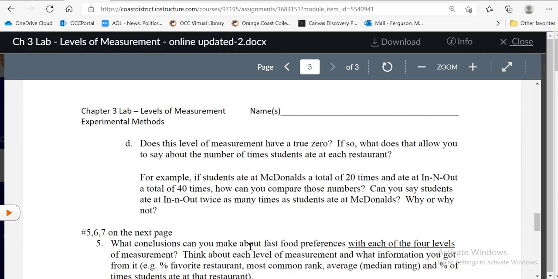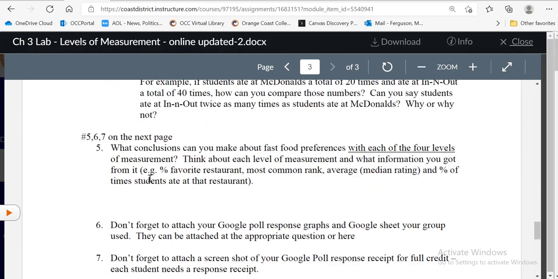And then you come down here and you're going to draw some conclusions from that information. So what conclusions can you make about fast food preferences based on those four levels of measurement? Going from, okay, we know the percentage of people that have a certain restaurant as their favorite, up to now we know the number of times people have eaten at a certain restaurant. So how is that giving us more information, or is it giving us more information? That's what you're thinking about and reflecting on, those levels of measurement and what you did for this lab for this question.